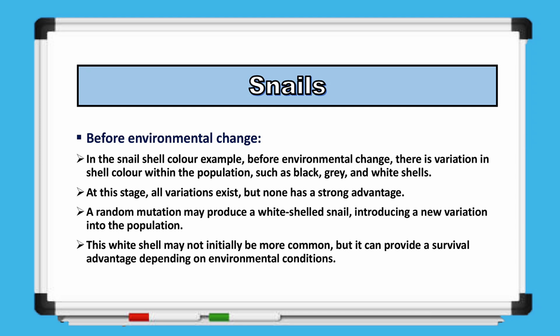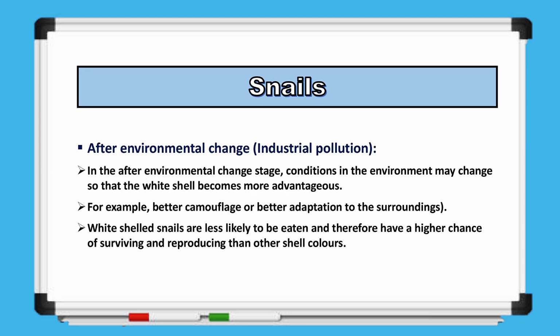A random mutation may also produce a new variation, such as a white-shelled snail, which introduces genetic diversity into the population. After an environmental change, the conditions may change in a way that favors one variation over others. For example, the environment may make white shells more effective for camouflage. As a result, white-shelled snails are less likely to be seen and eaten by predators, so they have a higher chance of survival and reproduction compared to other shell colors.